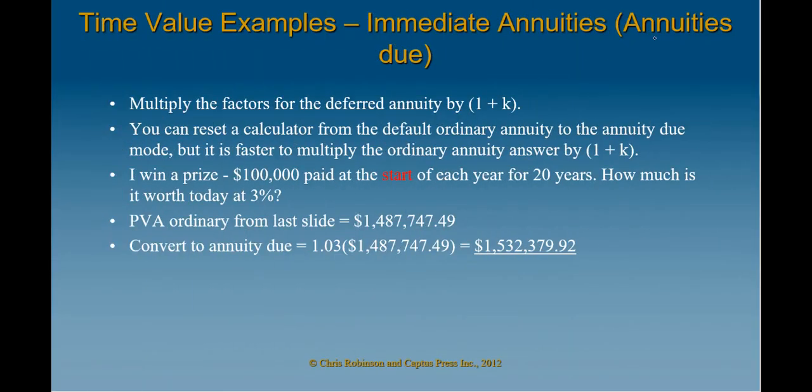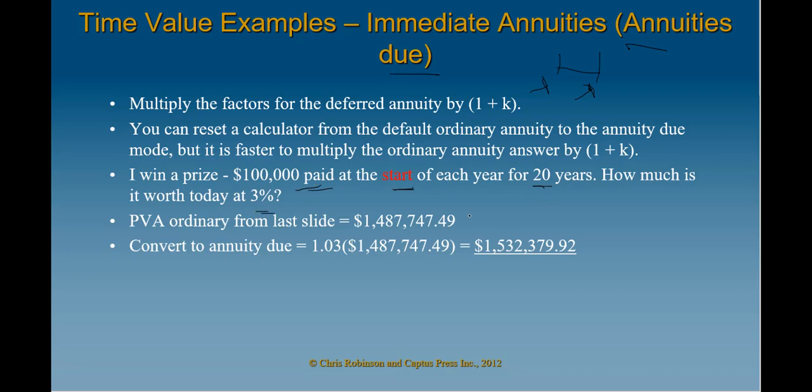Okay, now in this case, we're going to look at what's called an annuity due. And what is the difference between an ordinary annuity and annuity due? It's simply the timing of the cash flow. With an ordinary annuity, the example that we saw in the previous one, we're getting all our cash flows at the end of the year. Now, with an annuity due, the cash flow happens at the beginning of the year, and that's the only difference. So in this case, it says I win a prize, 100,000 paid at the start of each year for 20 years. How much is it worth at 3%?